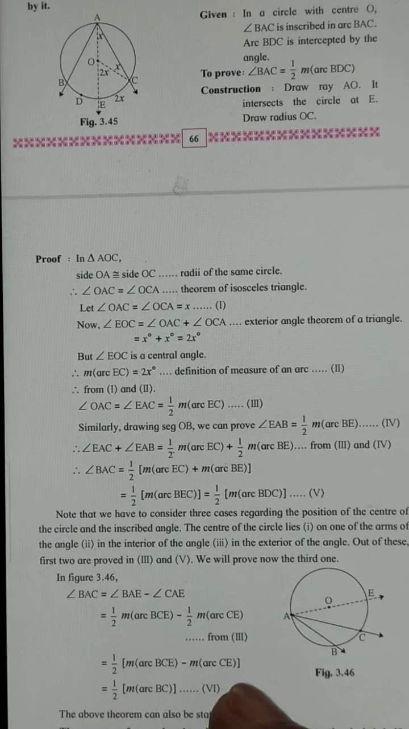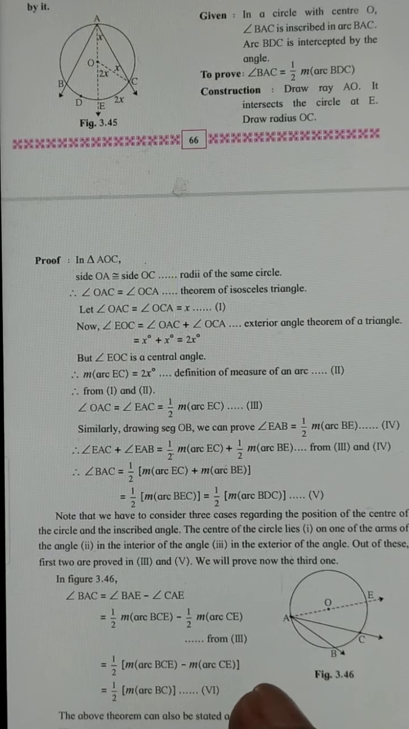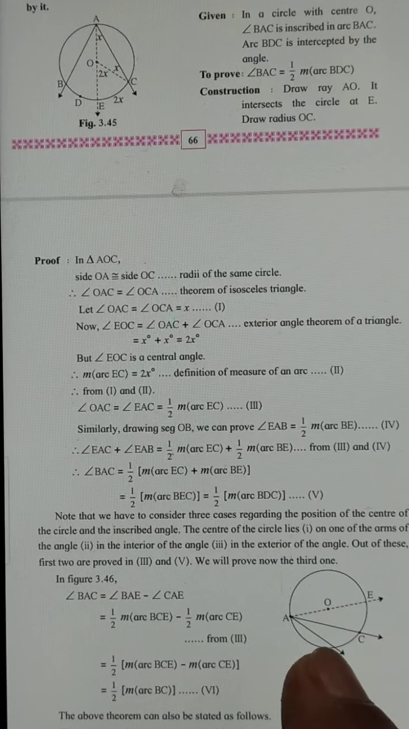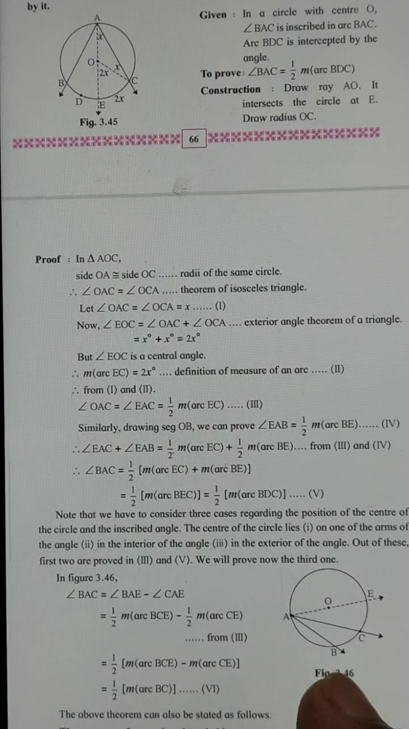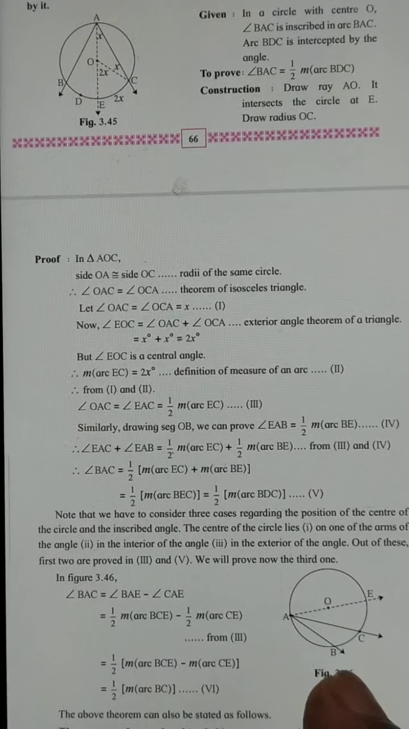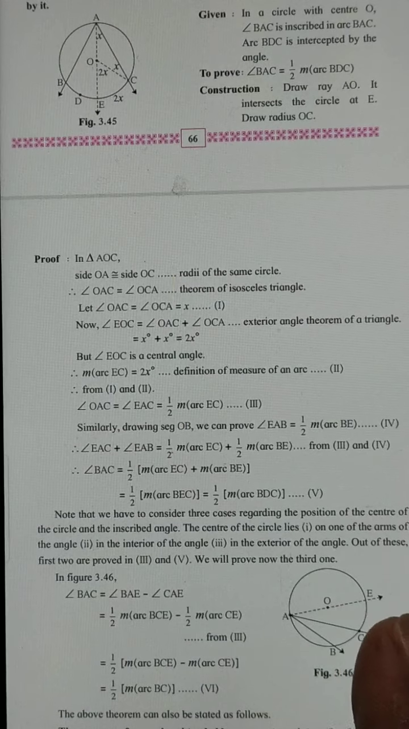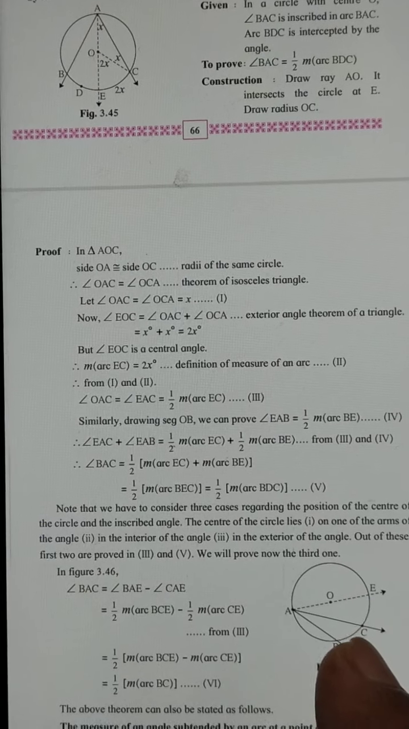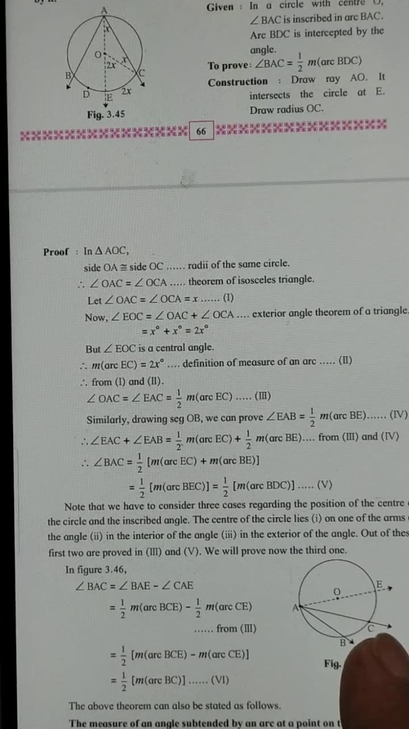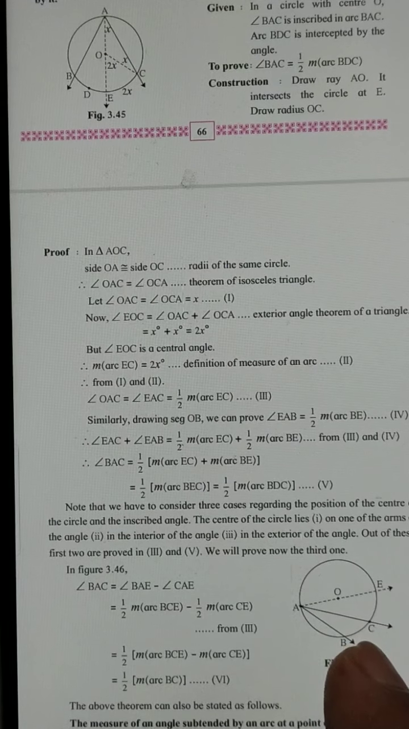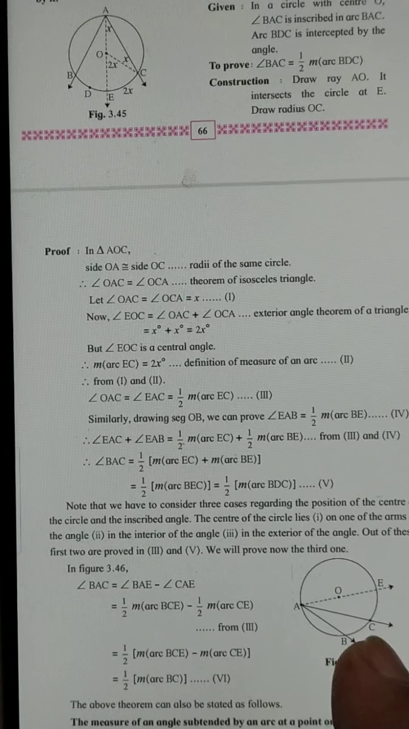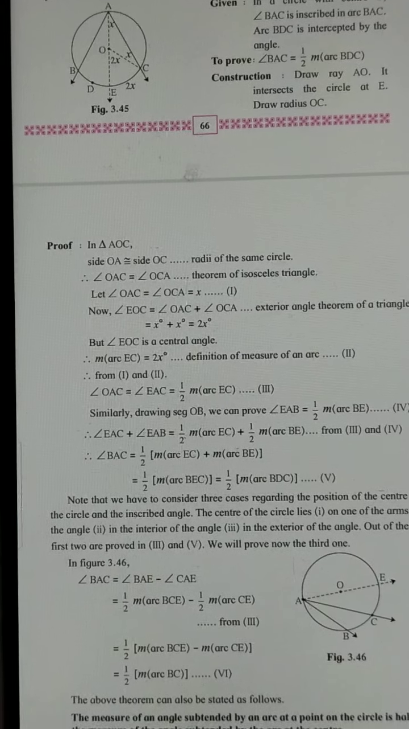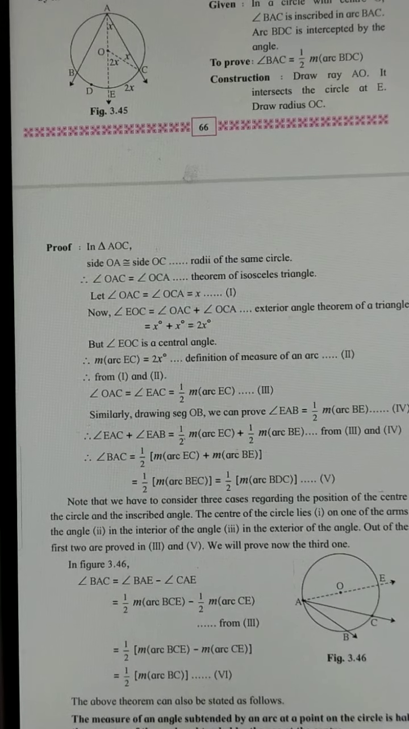So here angle BAC is equal to half the measure of arc BCE minus the measure of arc CE. So here we have to subtract them, means bigger arc minus smaller arc. So angle BAC is equal to half the measure of arc BC, number 6. So in this way we have proved the inscribed angle theorem.